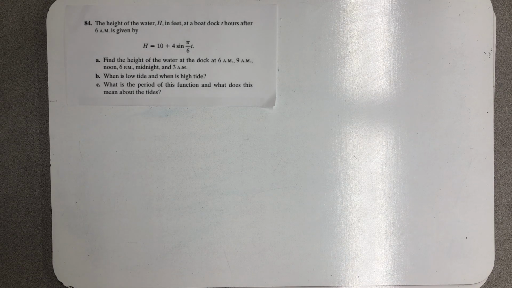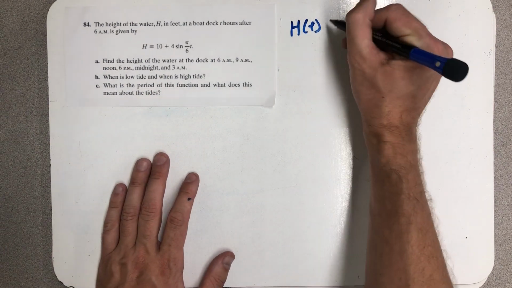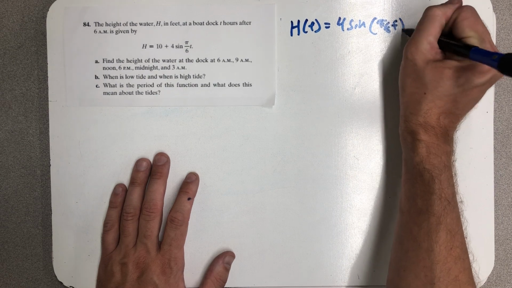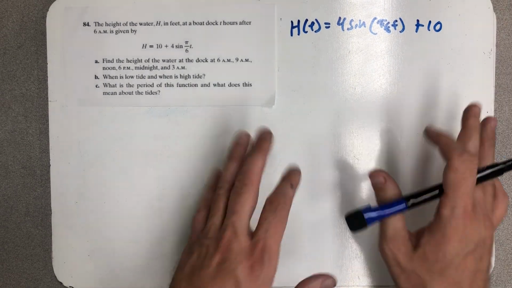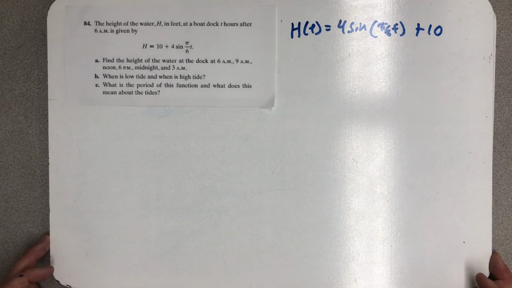The height of the water h in feet at a boat dock t hours after 6 a.m. is given by h equals 10 plus 4 times the sine of pi/6 t. I actually prefer to think about this as 4 times the sine of pi over 6 t plus 10. I always like to rearrange my trig functions to look like that. It just makes it easier for me to think about it.